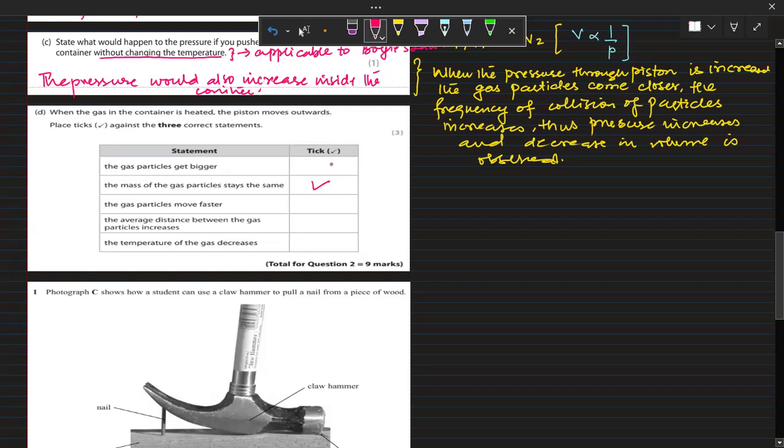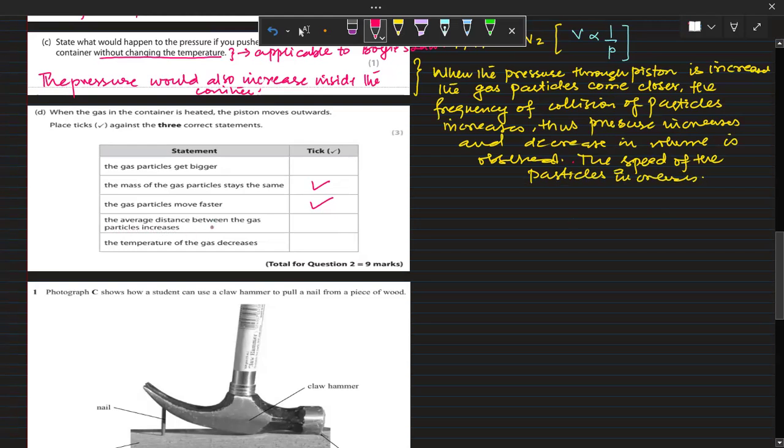And the gas particles move faster. So what do you think? Will the gas particles move faster? Any idea? Yes, they move faster. So you can also add this point in your explanation: the speed of the particles increases.